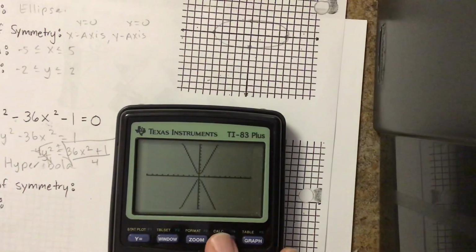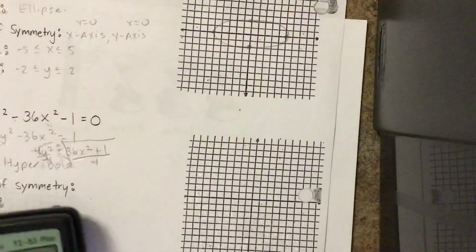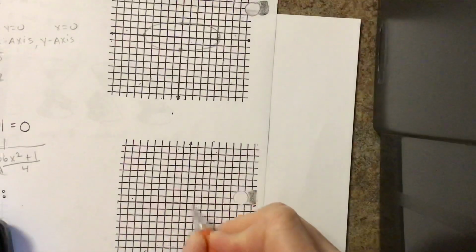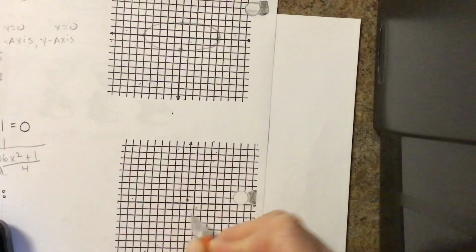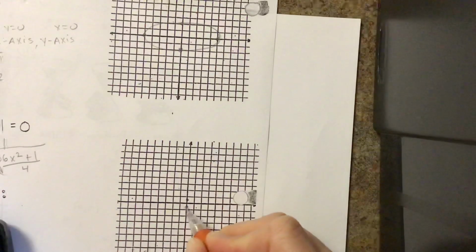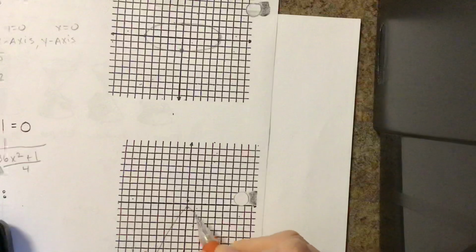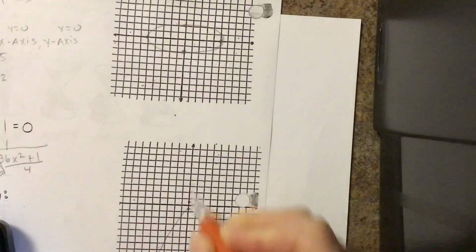And if I hit trace, I can see the y-intercept is 0.5. Okay. This will be perfectly symmetrical, so the bottom will be -0.5. All right, so I've got 0.5, -0.5. Now, it kind of looks like a parabola, but it is not, and we'll talk about it.